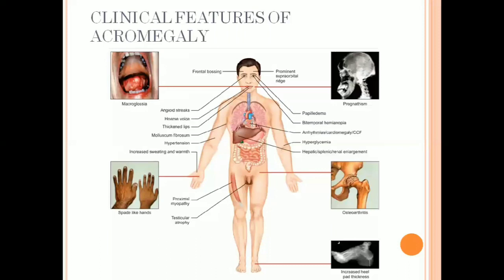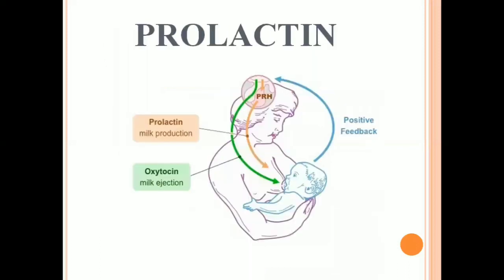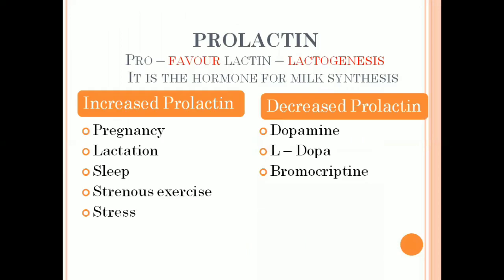That's all about the growth hormone. Next, we'll move on to prolactin. This hormone is secreted by the lactotroph cells. Pro means favor and lactin means lactogenesis. Then prolactin means hormone for milk synthesis.